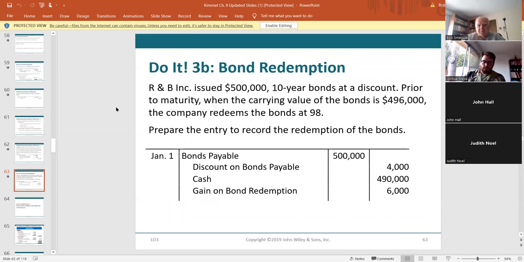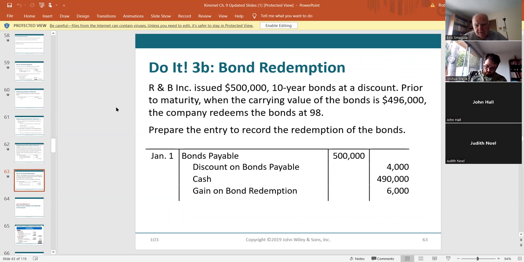And here's a bond redemption. It's the same thing. You debit bonds payable, you credit cash, and you get rid of the discount or premium, and anything that falls out is a gain on the bond redemption. Bond redemption is a little bit tricky.